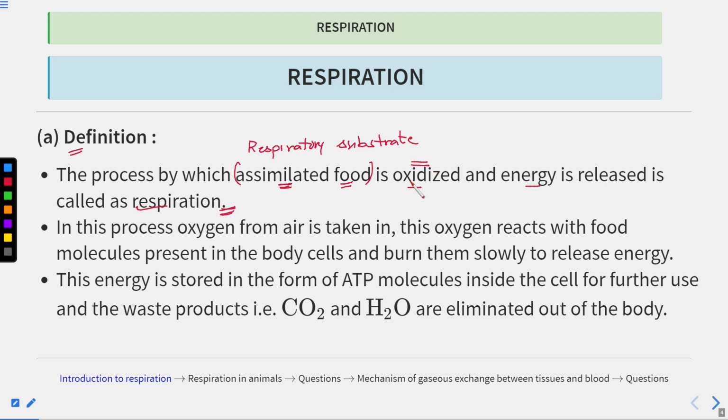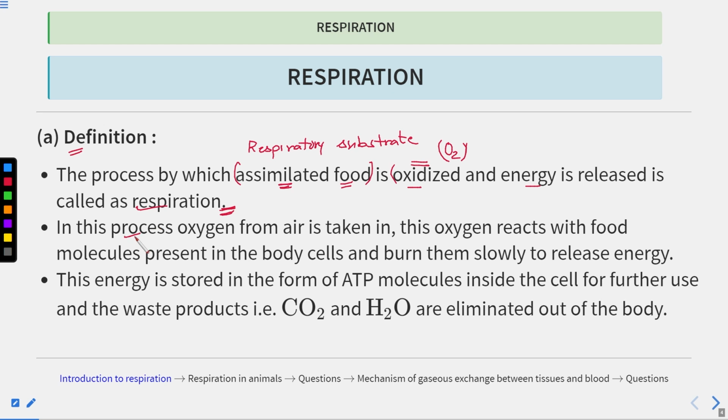Usually respiration takes place in the presence of oxygen, but in some conditions respiration can also occur in the absence of oxygen, and that is known as anaerobic respiration, also known as fermentation. Clear? There are two types of anaerobic respiration: alcoholic fermentation and lactic acid fermentation. We'll discuss this in the upcoming slides.